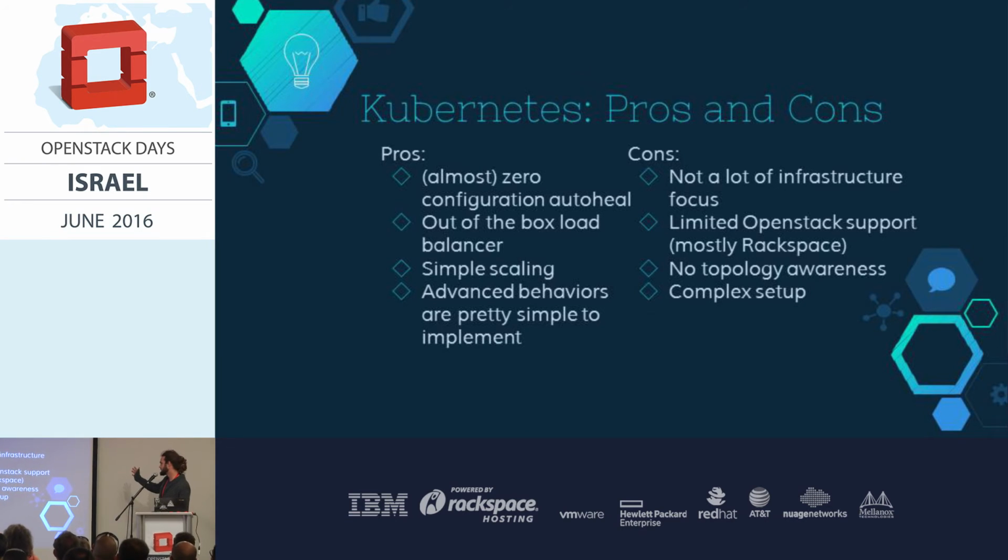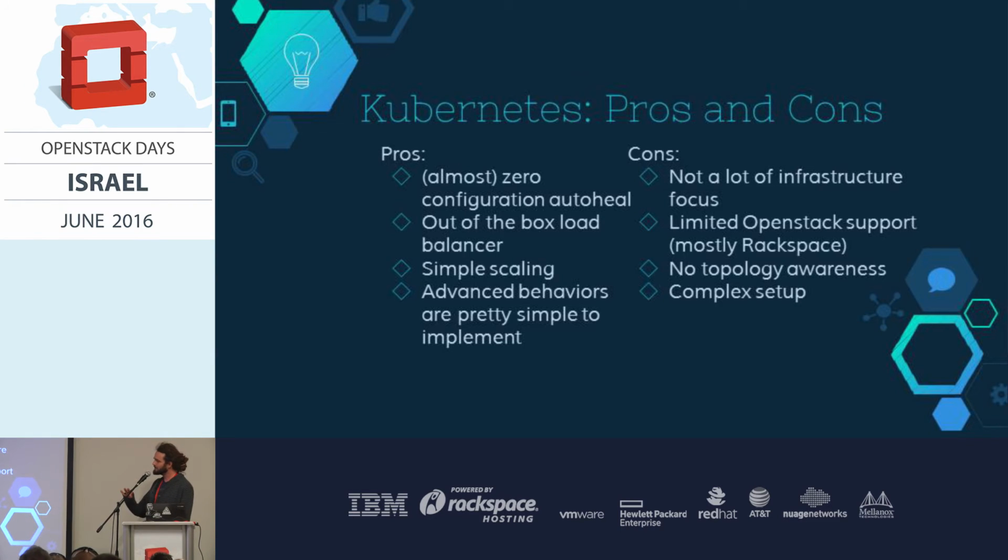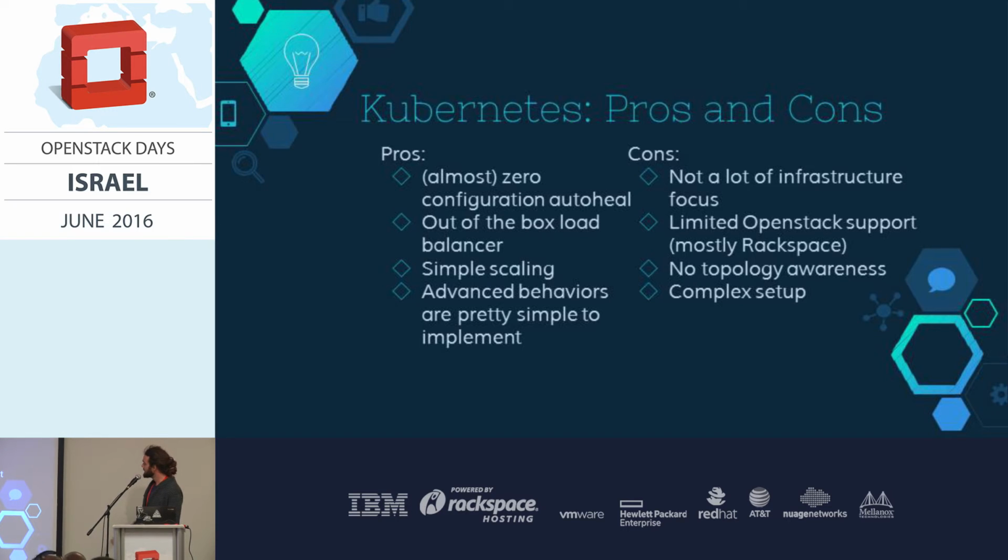It's terrible because there's not a lot of infrastructure focus. However, again, you can write a plugin for Kubernetes that will handle other infrastructure. It's terrible because it's got pretty limited support for OpenStack, except for Rackspace. They do support Rackspace. And there's no topology awareness, so it's not really trying to manage the entire application from the nodes that it is handling and the relationships between pods. And you think Cloudify is complex, but Kubernetes is really, really complex. It's very hard to get it running.